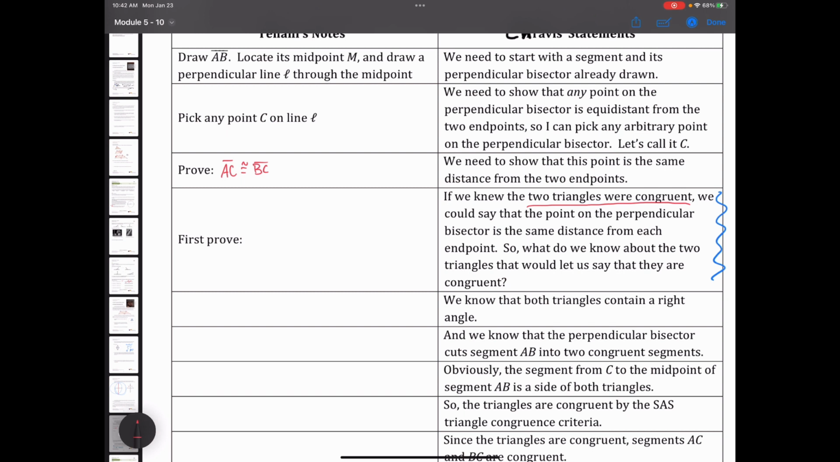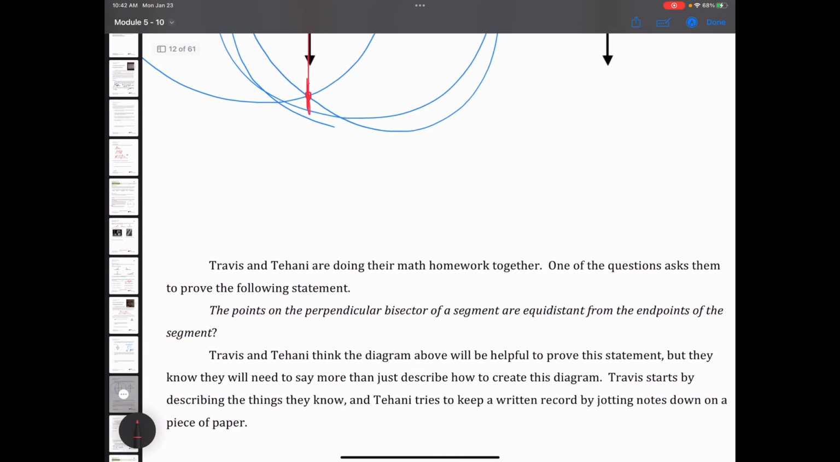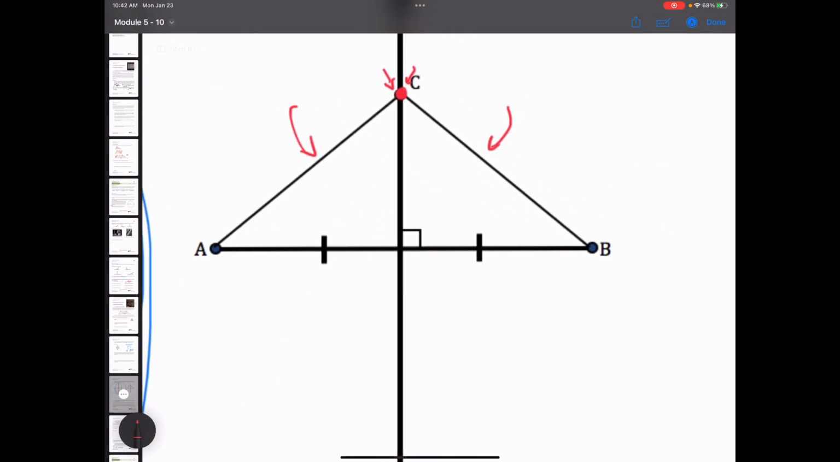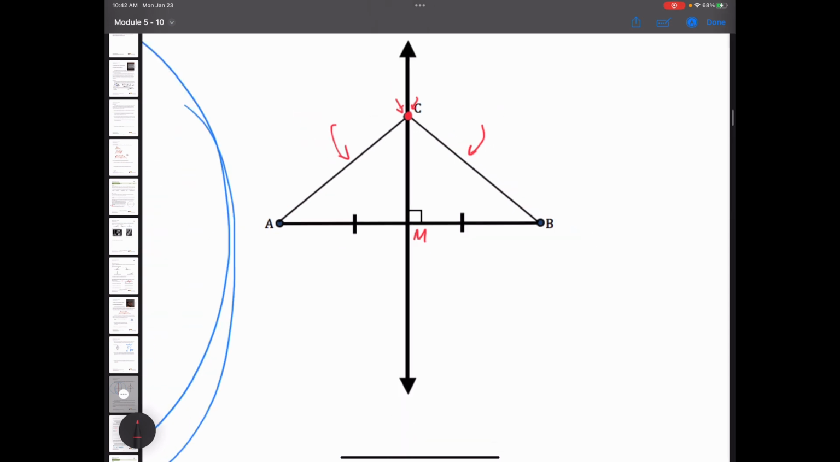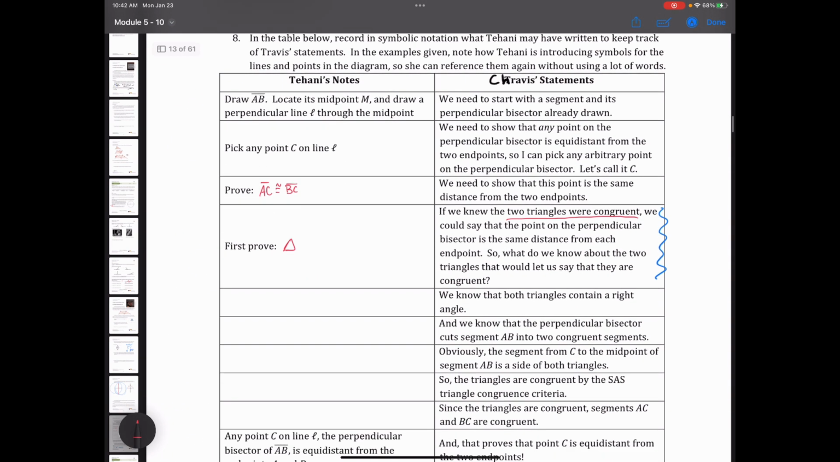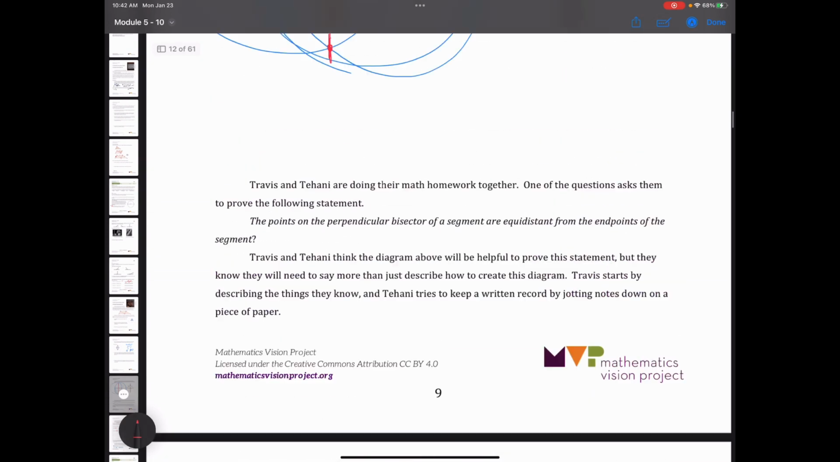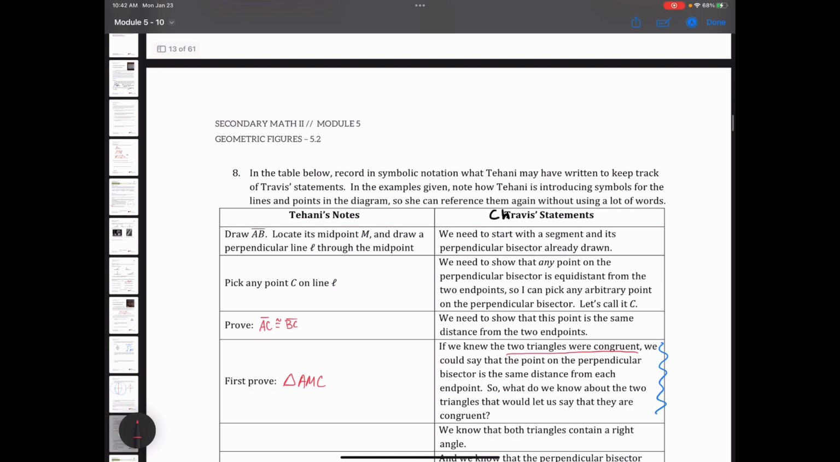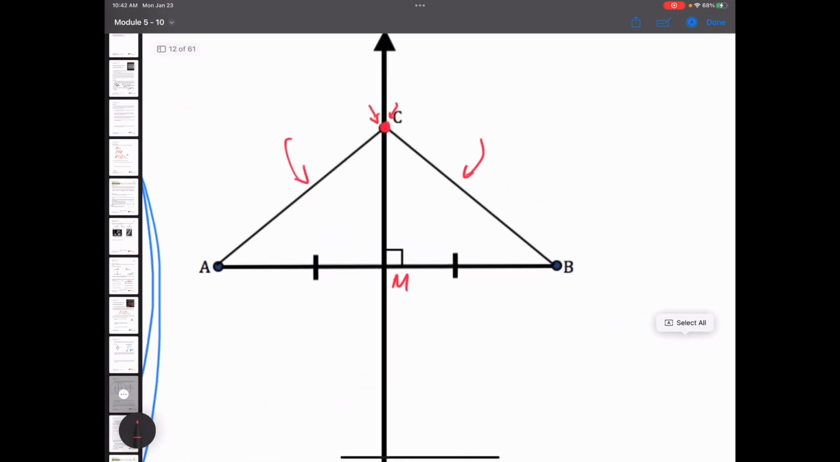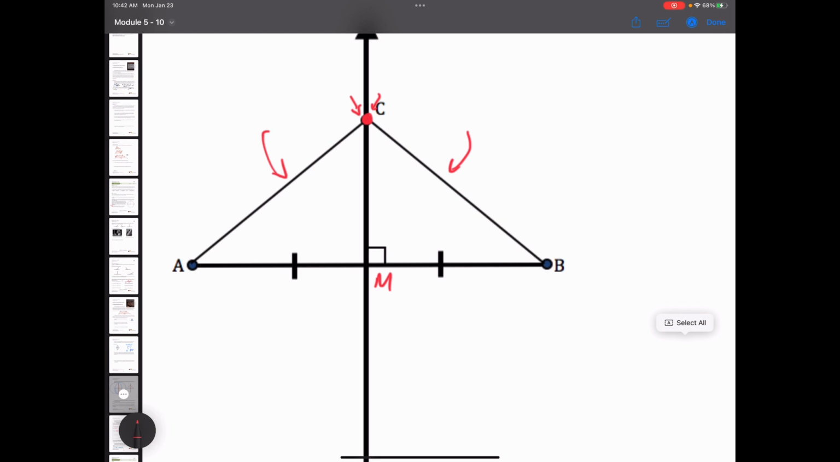How do we say that symbolically? Triangle ABC. Let's call this midpoint M. So let's name them. Triangle AMC is what? So draw an equal sign and then a squiggly above the equal. And is congruent to triangle BMC.